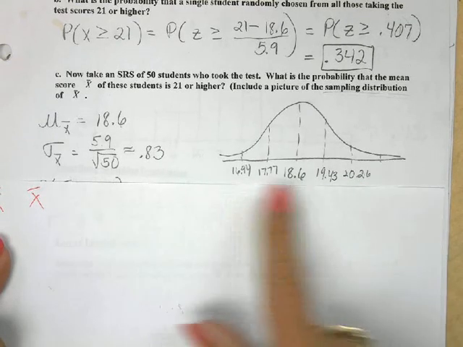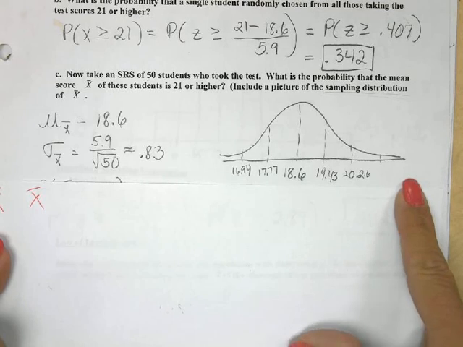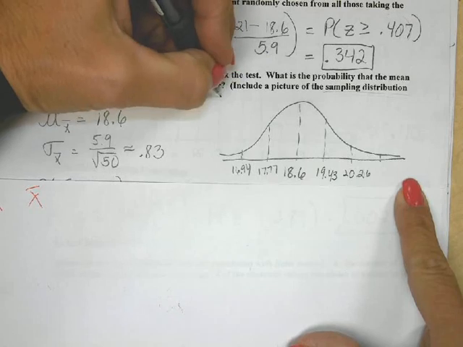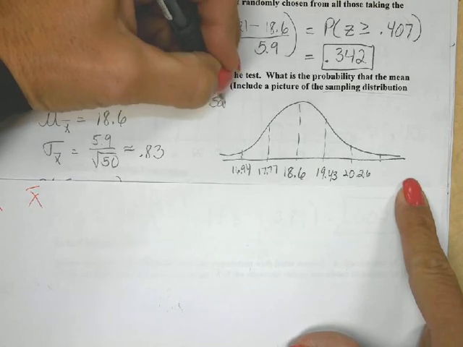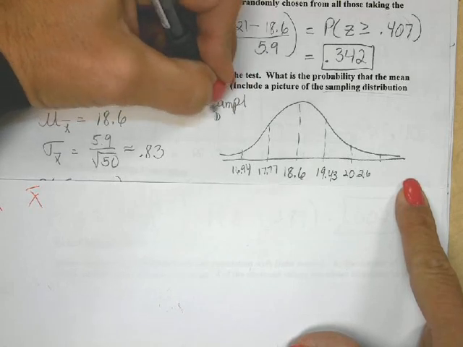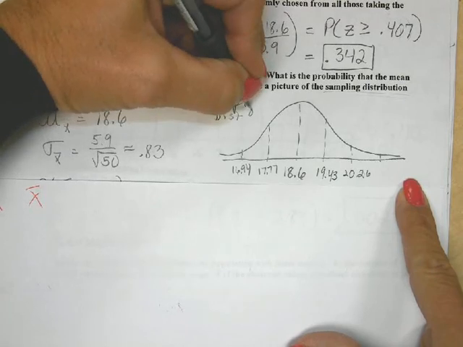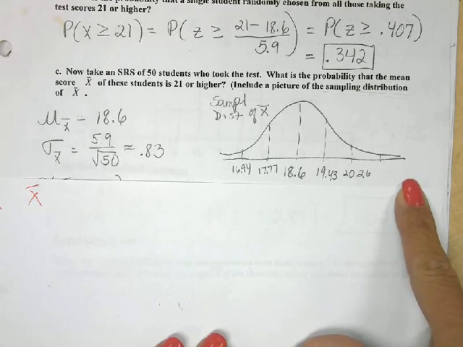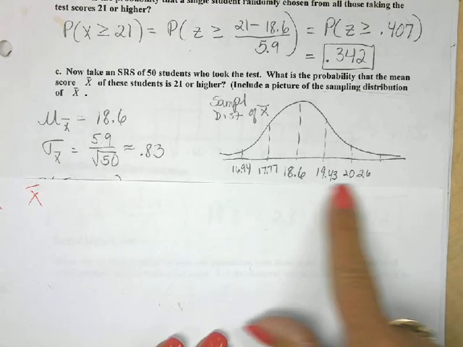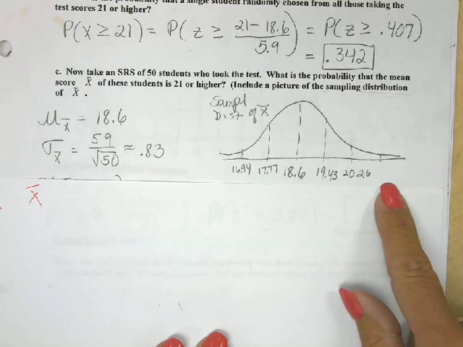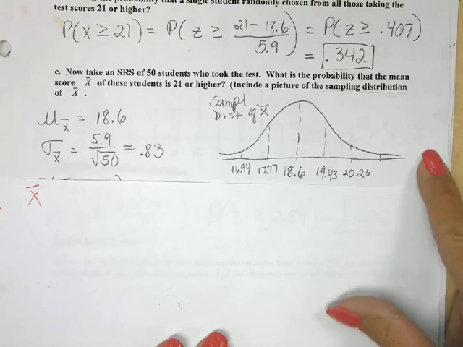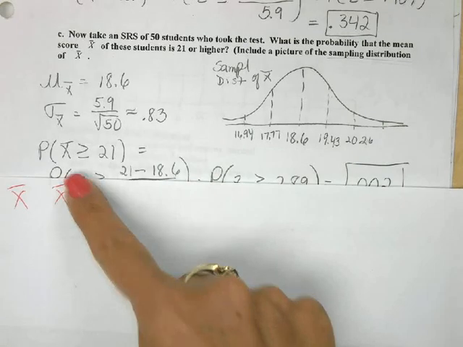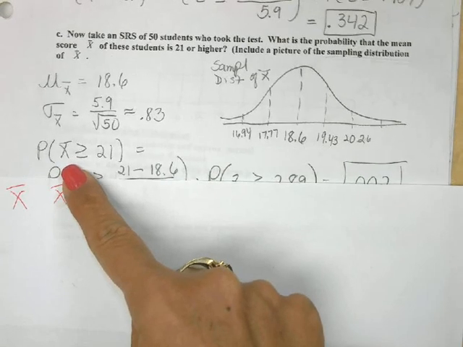So I drew a picture of my sampling distribution. Now again, this is not for individuals. This is the sampling distribution, so the sampling distribution of x bars. And each of those x bars is coming from a mean of 50 numbers. And this is the variability I expect for the x bars, each coming from a size 50 sample. And so now I can find the likelihood of having an x bar being greater than or equal to 21.